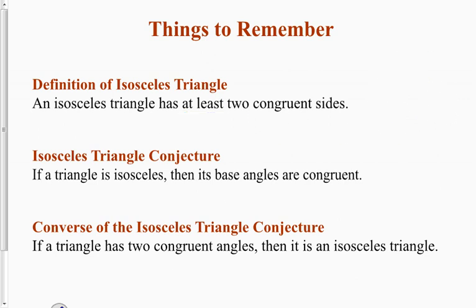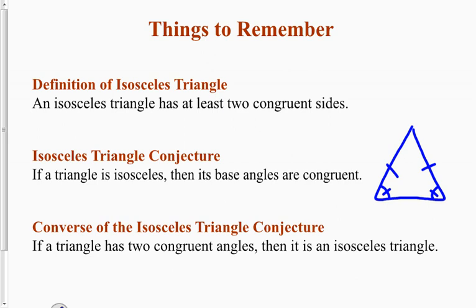All right, next thing, isosceles triangle conjecture. If a triangle is isosceles, then its base angles are congruent. Okay, so real quick, let's just draw a diagram. That would be an isosceles triangle. That means that these base angles are congruent. Right, now this is a conjecture at this point. This is something that we may come back and prove.